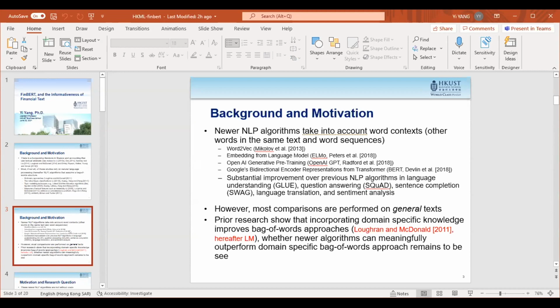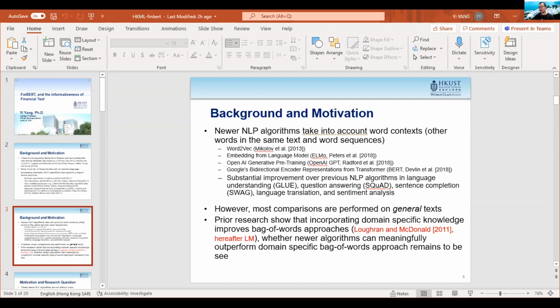And later on, we have some pre-trained language models, where the words are represented not by a static word embedding, but depending on the contextual information. So that's called contextual embedding. There are some language models proposed, such as ELMo, OpenAI's GPT-2, GPT-3, and we also have the very famous BERT model. However, those contextualized word embedding models such as BERT, ELMo, and GPT are trained on general text. How are these language models transferred to the finance domain? That's a question that we don't know.